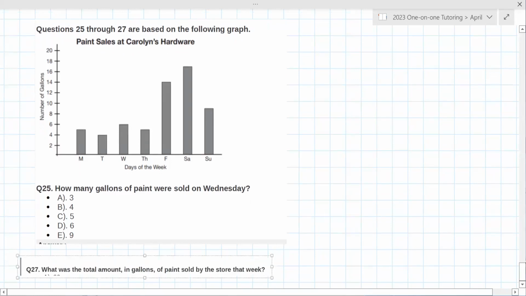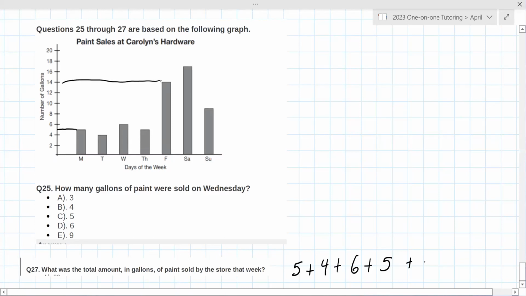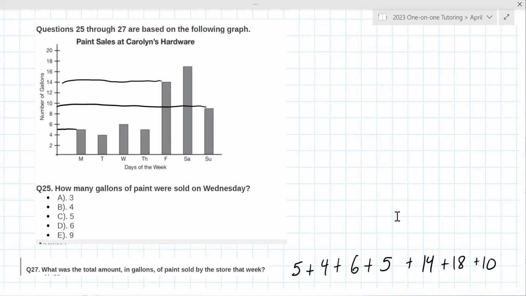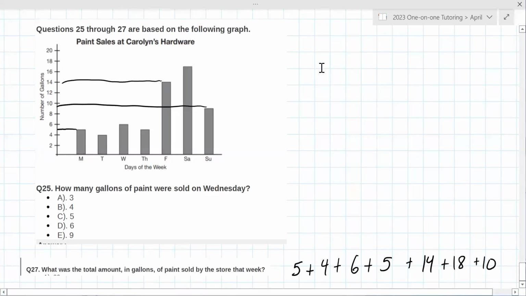This one's asking you to combine all the numbers. It's hard to see here, but Monday is actually at 5, Tuesday's at 4, Wednesday's at 6, Thursday's at 5, Friday's looks like 14, Saturday's at 18. It's easier when you're on there. I think that's 10, something like that. So you could add up these numbers and you would get the answer there.